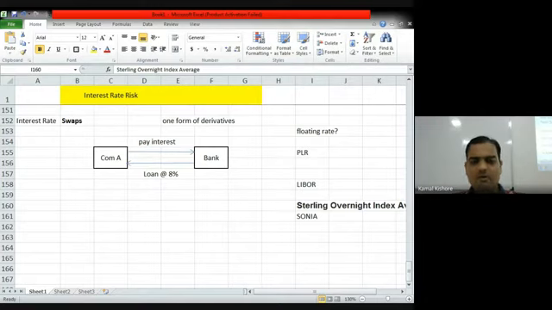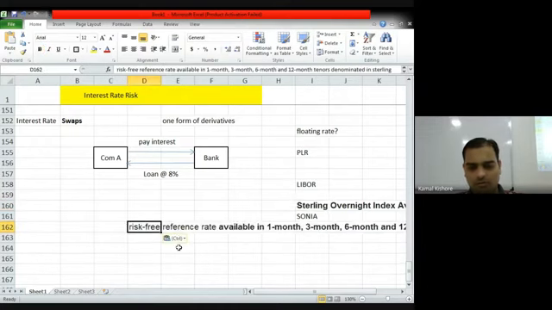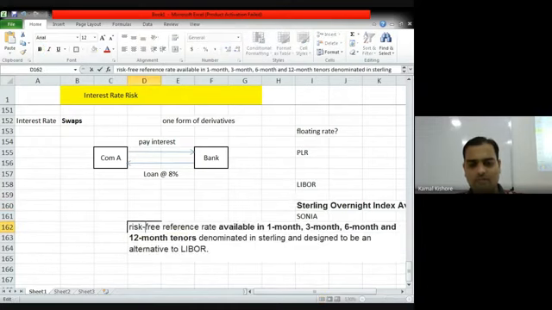So benchmark, it is a forward looking risk free reference rate. Okay, what is this, Sonia? Sonia is this risk free reference rate available in 1 month, 3 months, 6 months, and 12 months tenor, denominated in pound sterling and designed to be an alternative to LIBOR. Okay, will they test this in exam? No, but you should know a little bit about the financial markets as far as Europe is concerned.